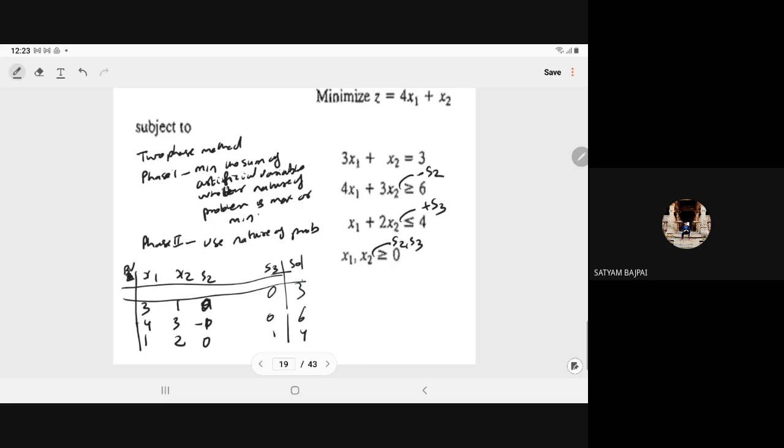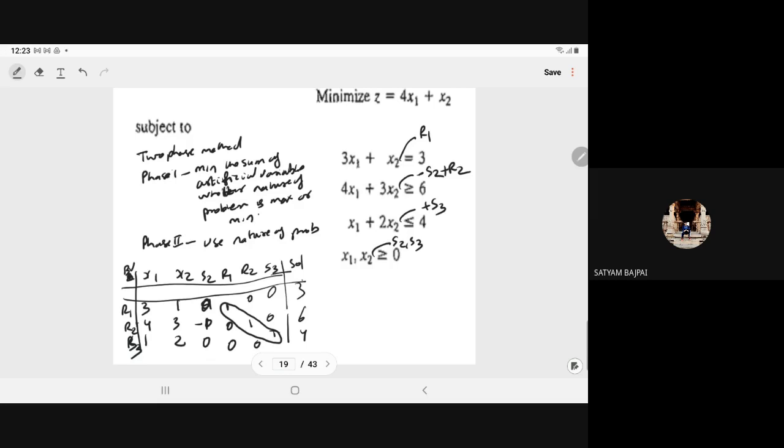Now to find the initial basic feasible variable, they must form the initial identity matrix. So for that, we add one artificial variable, r1: 1 0 0. Then we add another artificial variable r2: 0 1 0. So the basic variables are r1, r2 and s3.